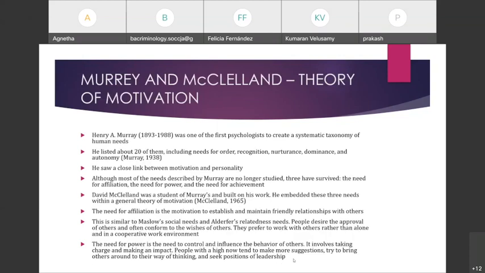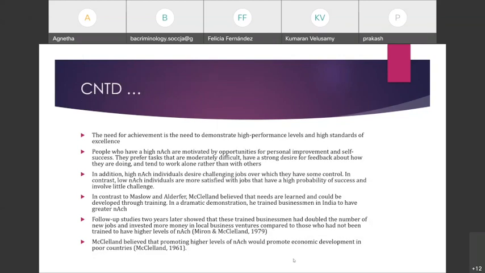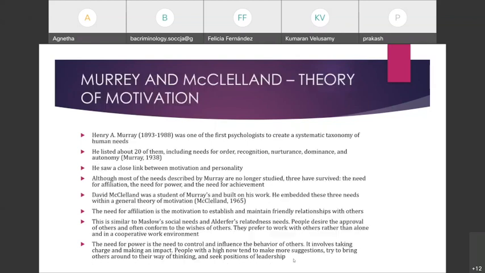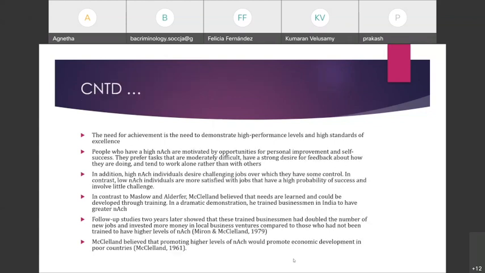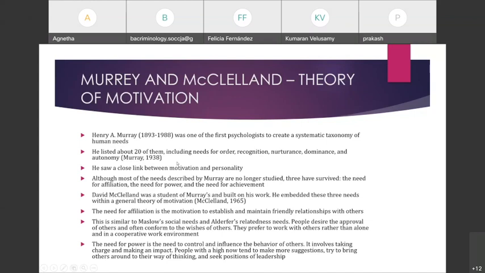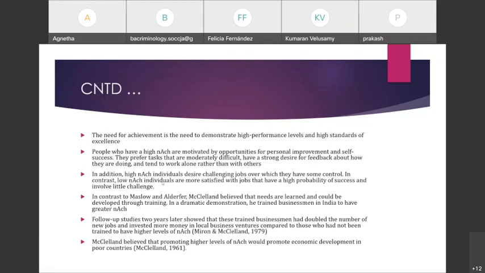So all this, right, he used to call it NACH, which is need for achievement. Same way NAFF, which is need for affiliation, and NPOW, which is need for power. So if you look at this, NPOW here would be need for power. Then NAFF will be need for affiliation. NACH will be need for achievement. Okay, so all this is basically what he spoke about.